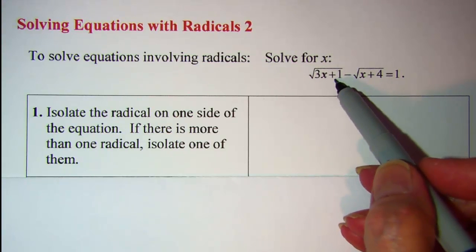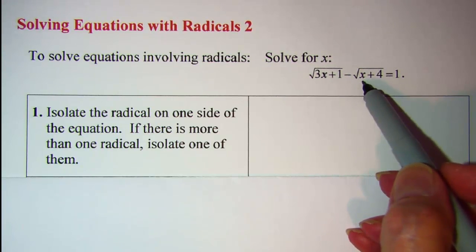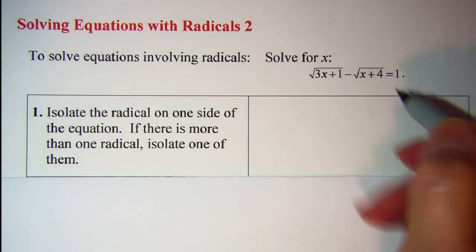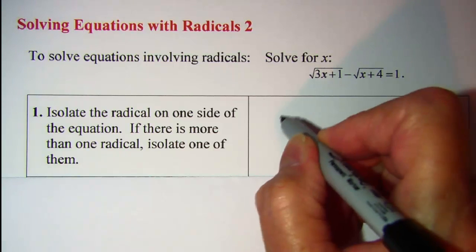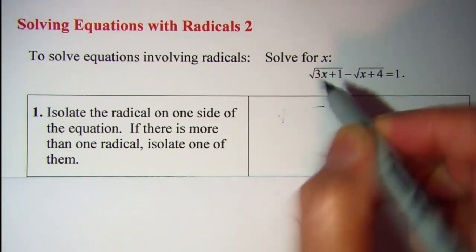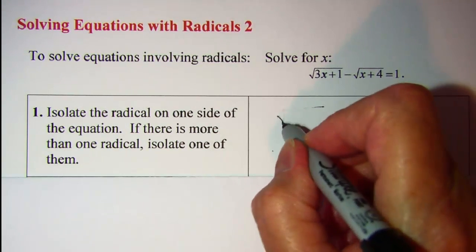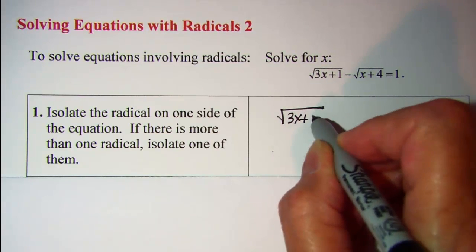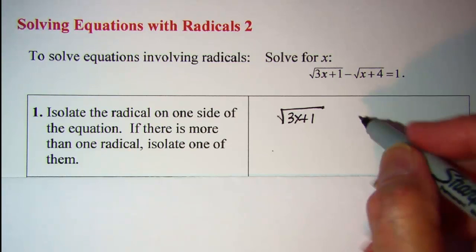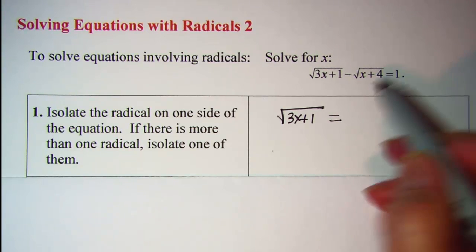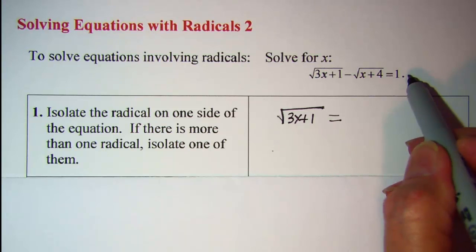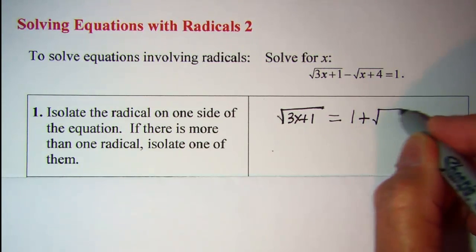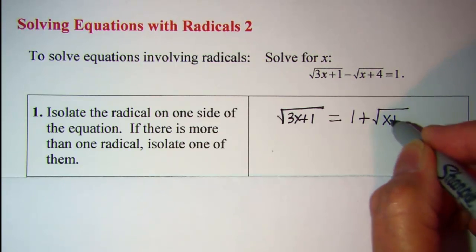So I'll keep that on the left, and I'll move this radical to the right by adding square root of x plus 4 to both sides of the equation. So I have then square root of 3x plus 1 on the left side, and then equals, and when I add that to the right, it'll become a positive. So 1 plus square root of x plus 4.